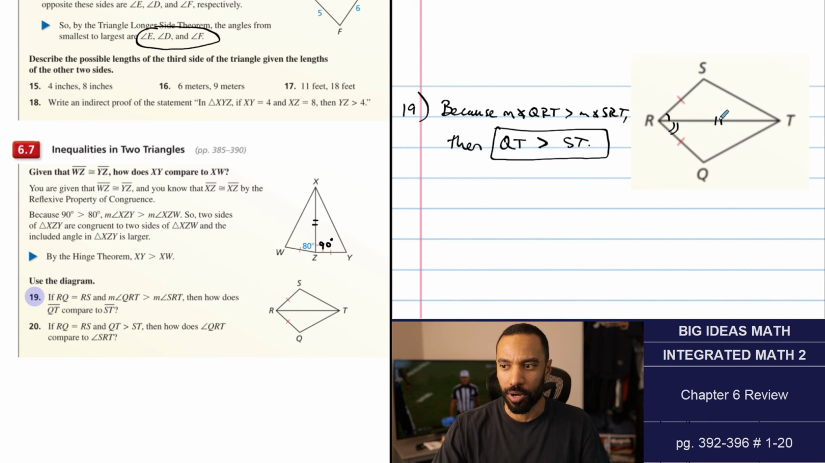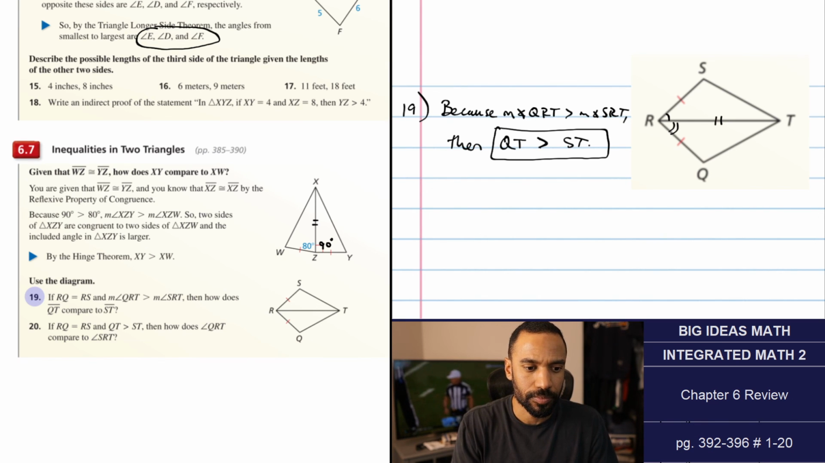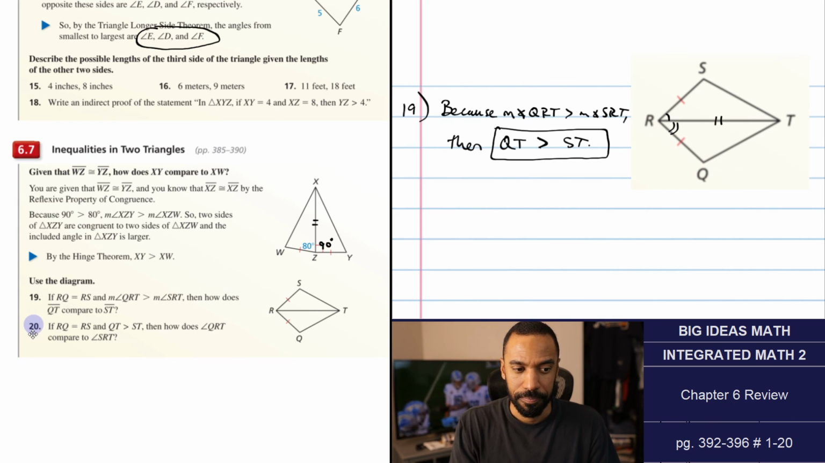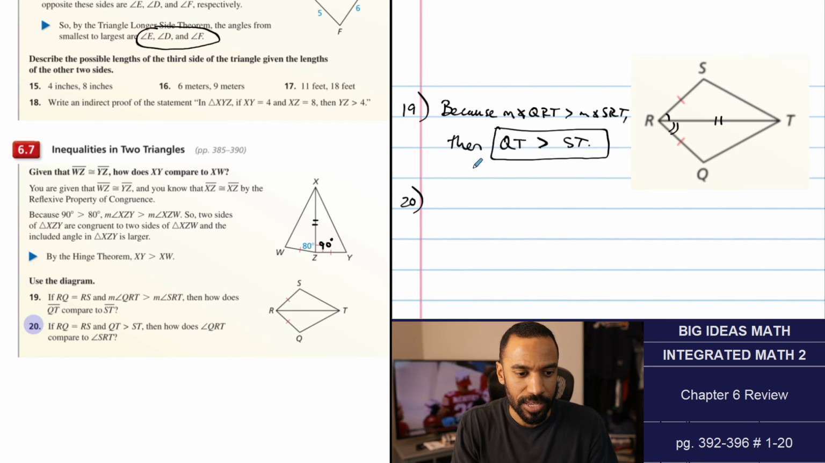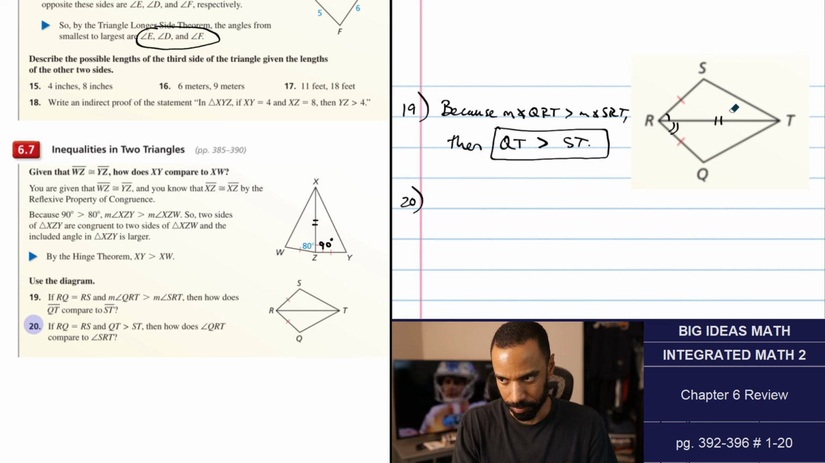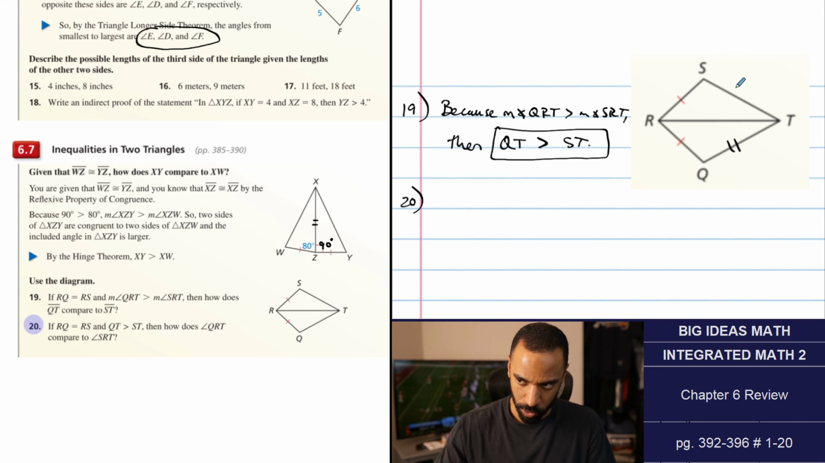This marking was important, by the way. Without it, we can't really make that whole statement, but it's there. Now, that is by the hinge theorem. Number 20, it's kind of saying something the other way. Same diagram, but they say if RQ is equal to RS and QT is greater than ST, which is what that other answer was, but this time we know that this is greater than that. And by the way, this is still reflexive property right there, congruent to itself.